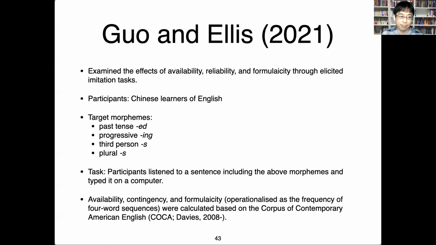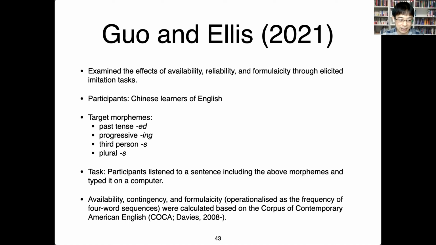Against this background, Guo and Ellis recently examined the effects of availability, reliability, and formulaicity through elicited imitation tasks, so through an experimental technique. They looked at Chinese learners of English and these four morphemes here: past tense -ed, progressive -ing, third person S, and plural S. What they did was they asked the participants to listen to a sentence, including one of the four morphemes, and type the sentence as a whole on the computer.